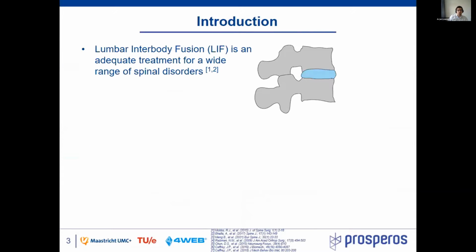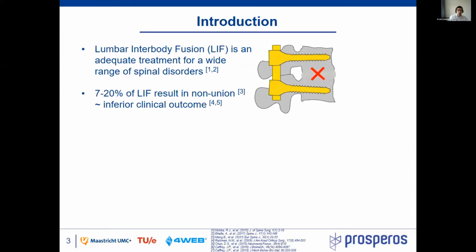So, lumbar interbody fusion is an adequate treatment for a wide range of spinal disorders. And with this treatment, the intervertebral disc is being removed. An implant, what we also call an interbody cage, is being inserted between the vertebrae. And often this is combined with some supplemental instrumentation. And on the longer term, bony bridging should occur from one vertebrae via the cage to the other.